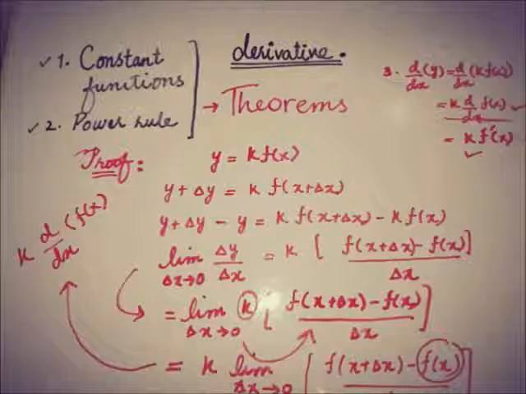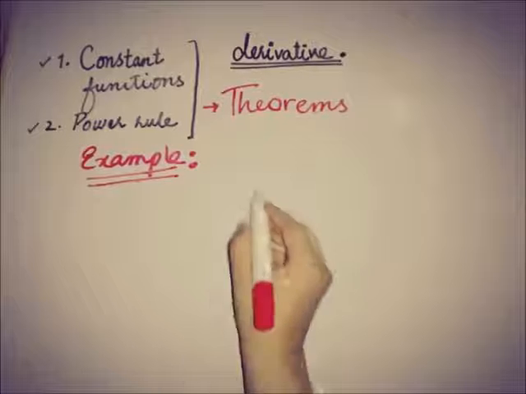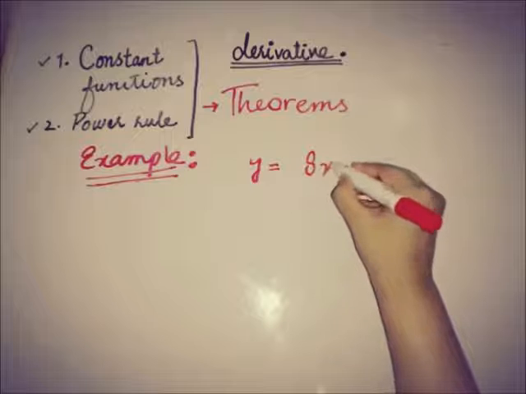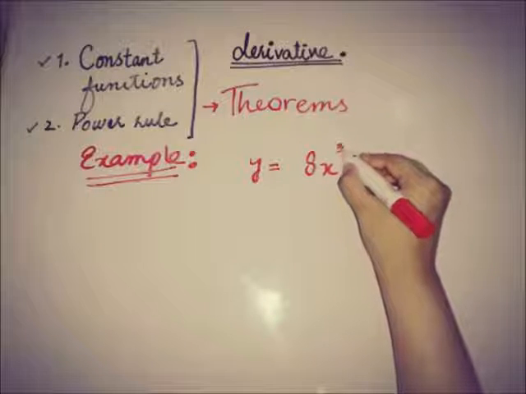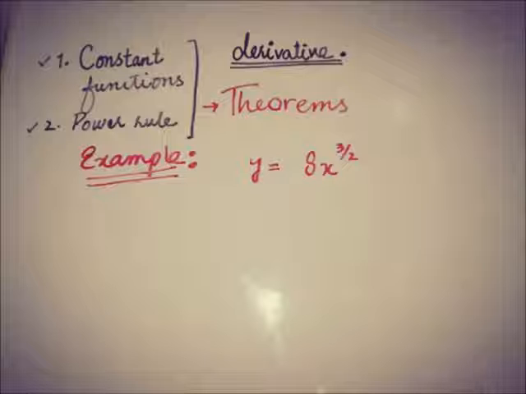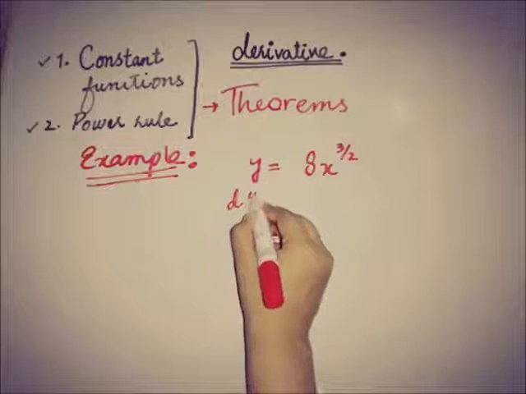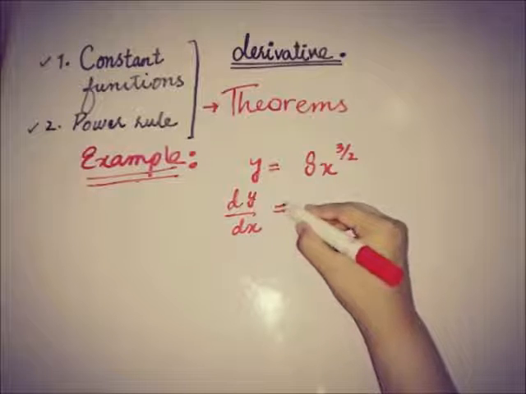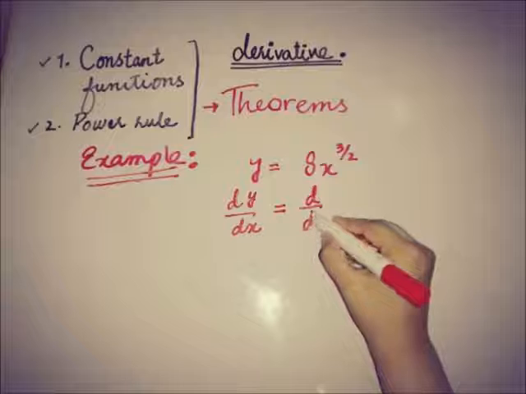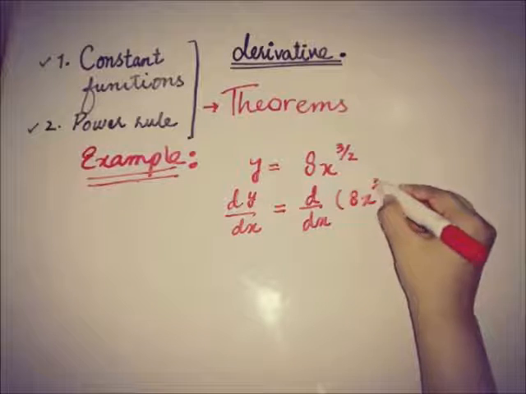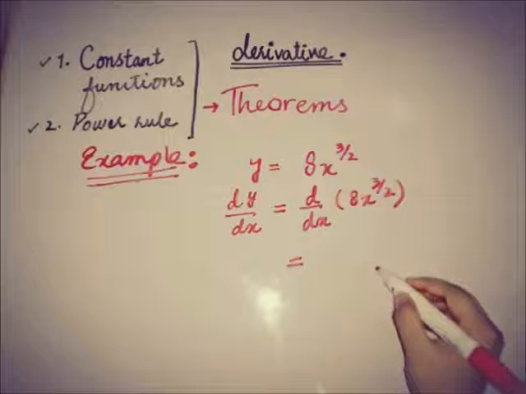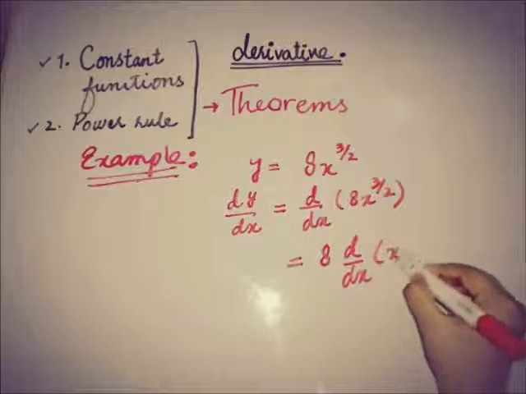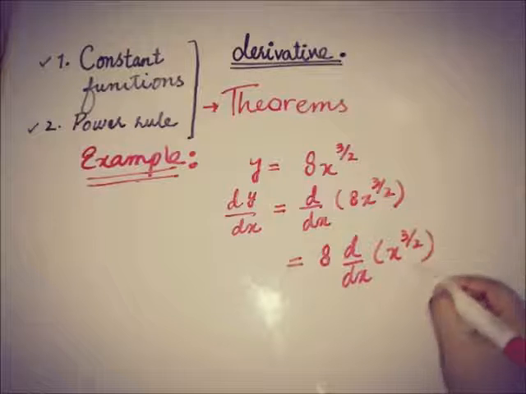Now we will take an example. Let's take the function 8x to the power 3 by 2. So we should apply the product function formula. So d by dx of 8x^(3/2): here 8 comes out, and d by dx of x to the power 3 by 2.